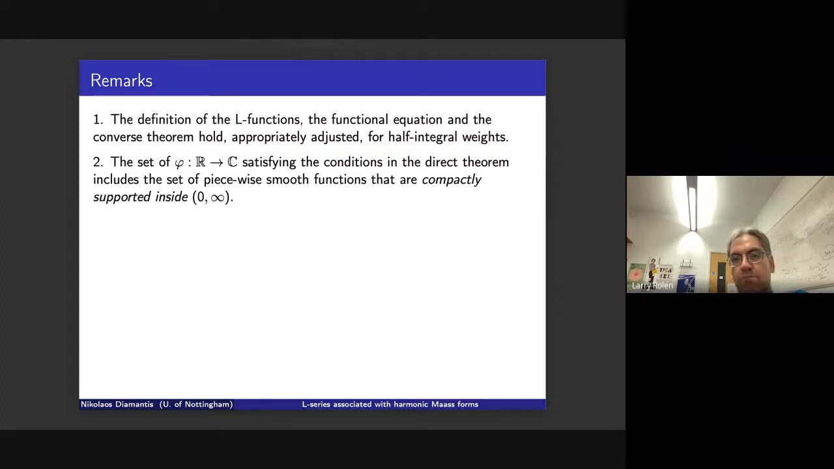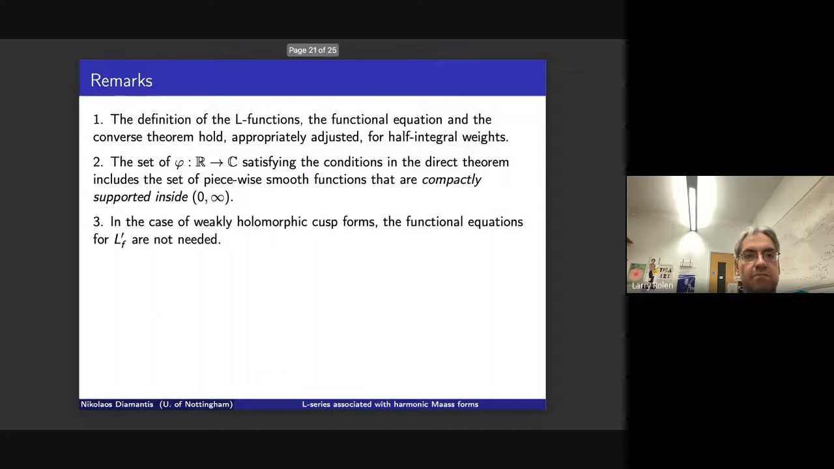The second point is, as I said before, that all compactly supported functions satisfy the direct theorem. This is a comment for the direct theorem. The third one is a sequel to what I mentioned a few minutes ago, that in the case of weakly holomorphic cusp forms or holomorphic series, the functional equations for L f prime are not needed.